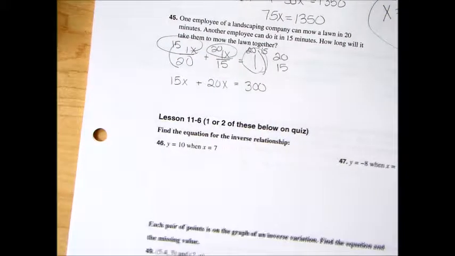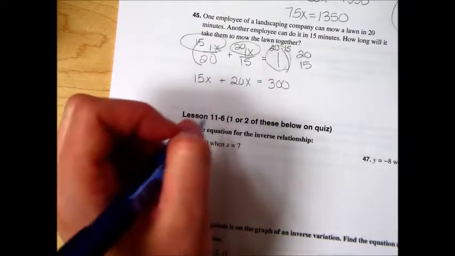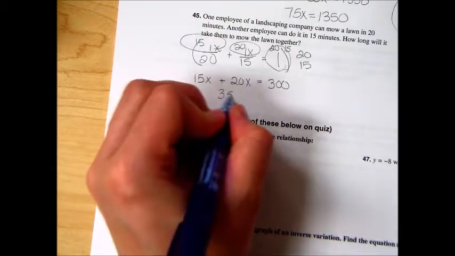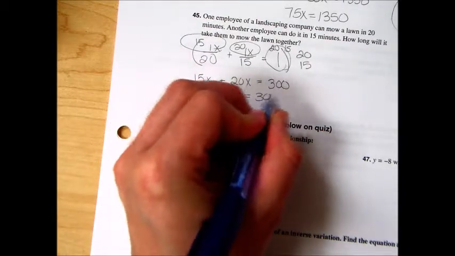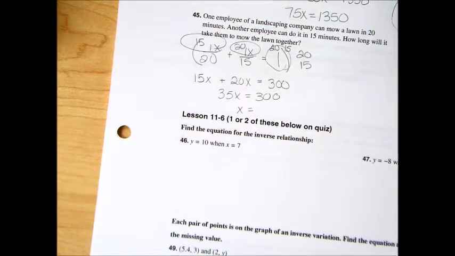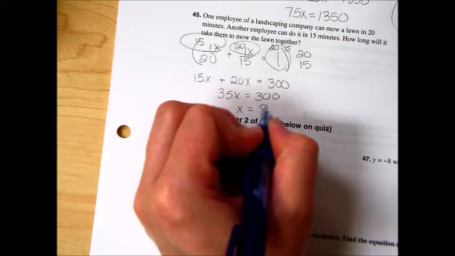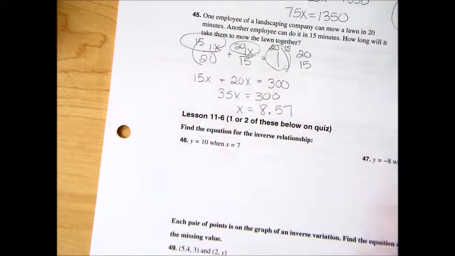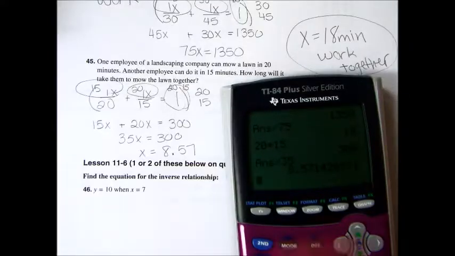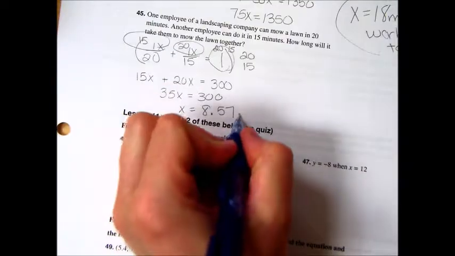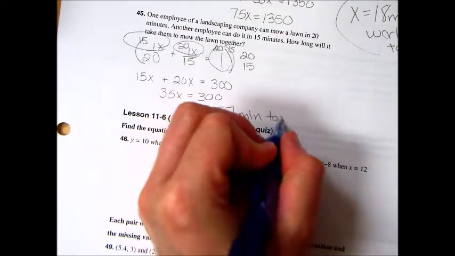I did that without a calculator, but I did just double check myself. So it's 35x equals 300, divide by 35. It doesn't say what to round to, so we'll do 8.57. That's what you get, 8.5714, so we'll just do 8.57 minutes together.